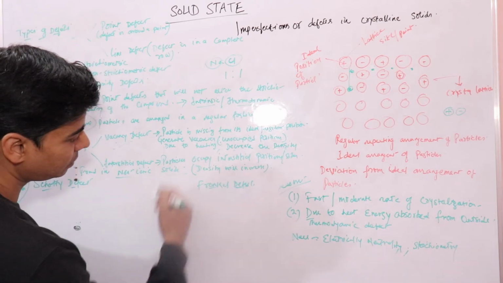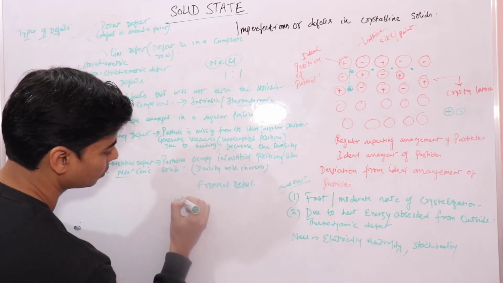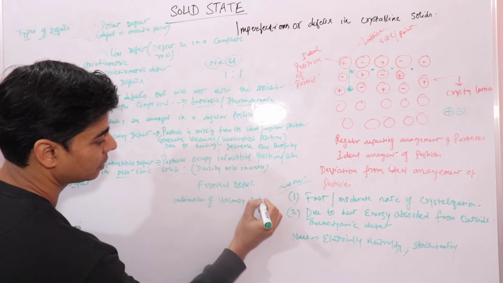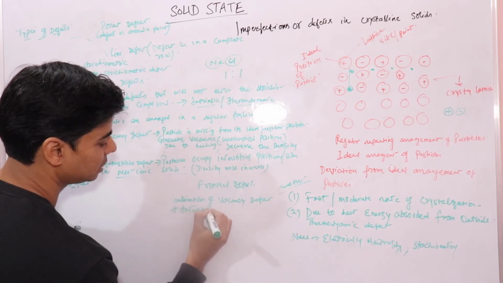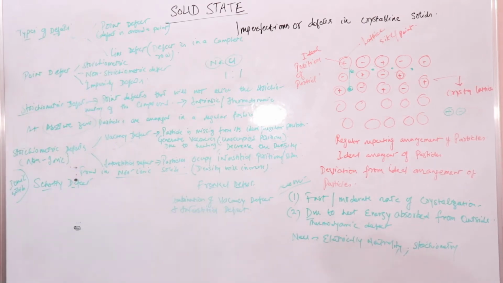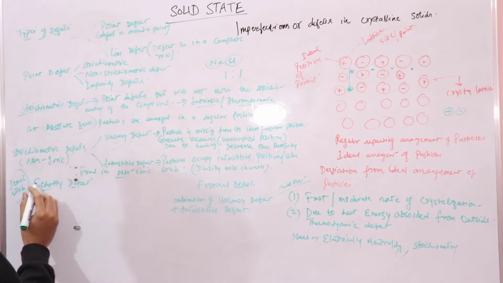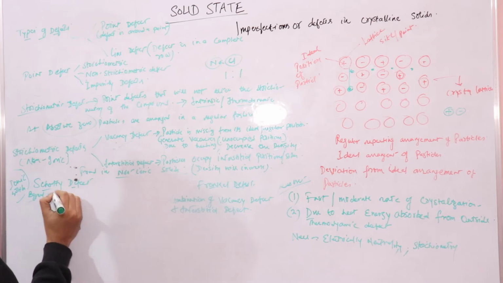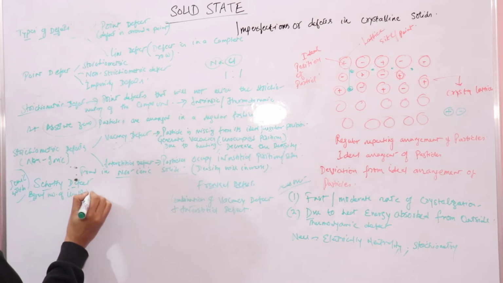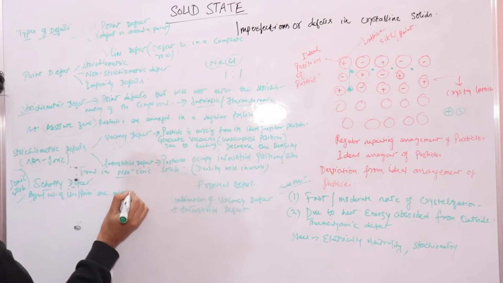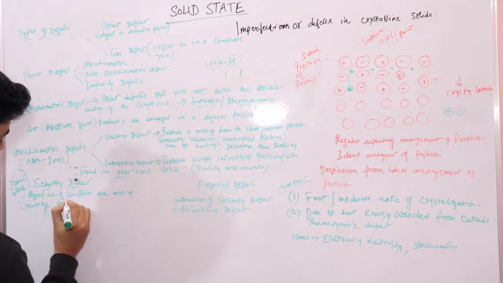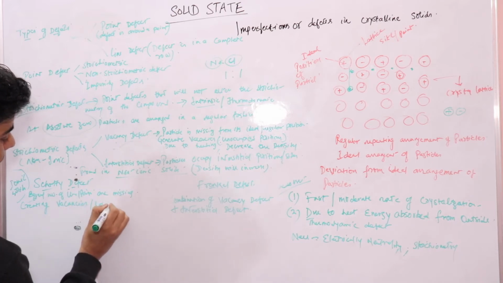So it's a combination of vacancy defect and interstitial defect, right? And Schottky defect is due to, we say, an equal number of ions or pairs are missing, creating vacancies or holes at their original position.